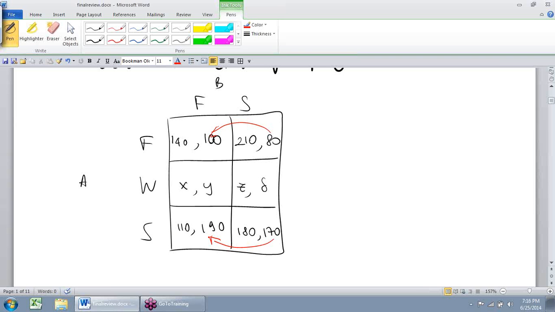So the first step is to draw the arrows for those boxes and for that player who already have all the numbers in it. We cannot say anything for now on what B will choose between fight and share when A waffles, because we don't know the numbers for Y and delta. We have to find them, okay? So the first step is to draw the arrows for B when A chooses fight and when A chooses share.